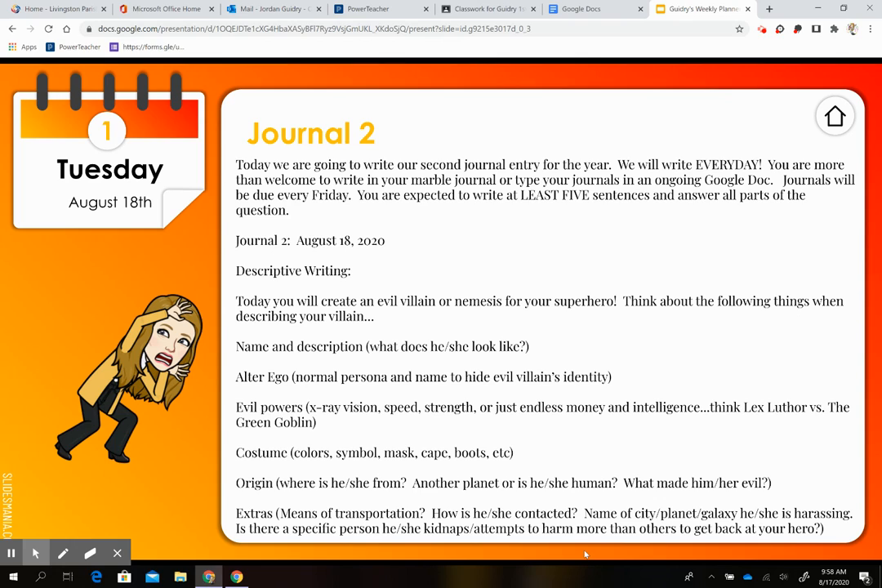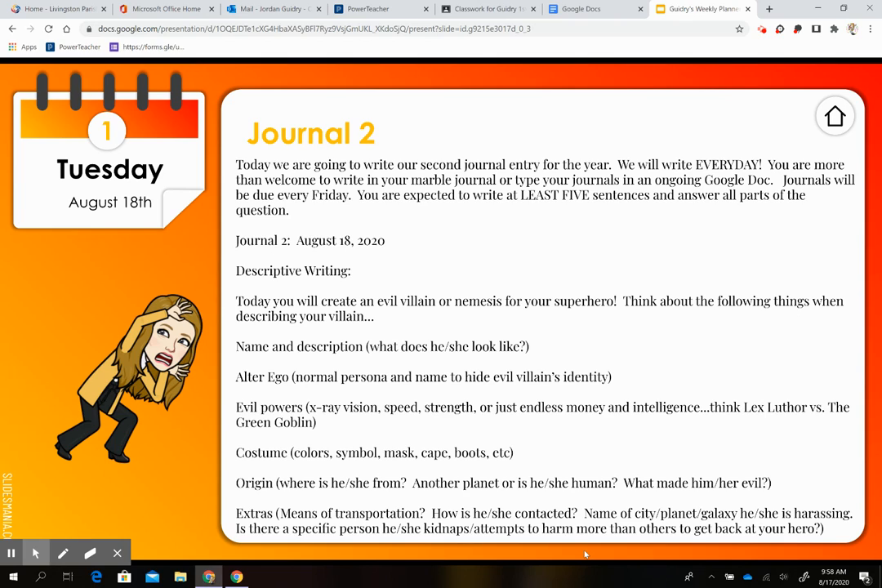Or it could be like Two Face in Batman, who starts off as an innately good person, but when he loses the love of his life and becomes disfigured, he decides that he's going to get payback and fight the Batman. Then we have our extras.